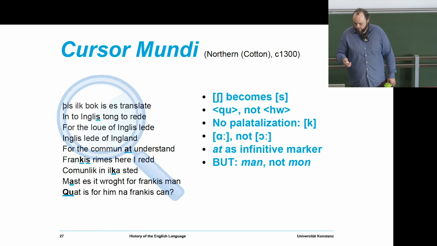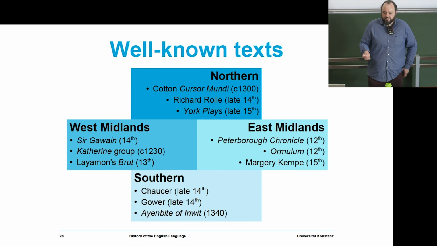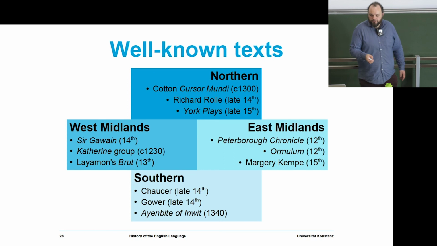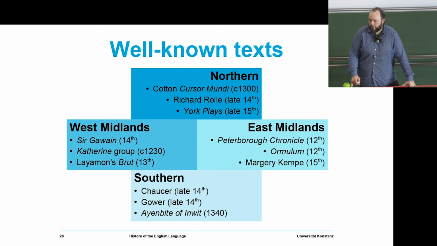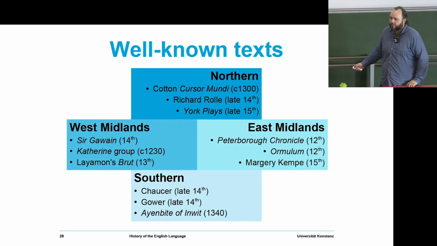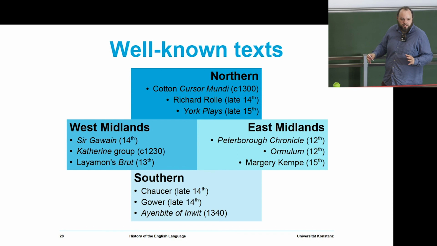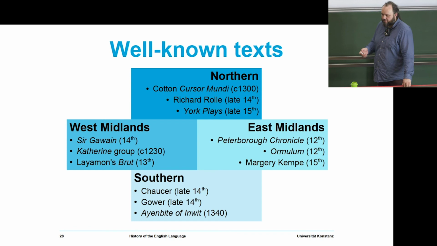And here are some of the well-known texts that we find during the Middle English period, along with which dialect they belong to. Some famous texts are Northern texts like the Cursor Mundi and the York plays. Others, like Sir Gawain that we saw this time, are West Midlands texts. We have quite a lot also from the East Midlands, like the Peterborough Chronicle that you've already seen, and the Ormulum that we talked about. And the real heavy hitters of the late Middle English period, like Chaucer and Gower, are in the south, or at least their writing for the public is in a southern variety of Middle English, a London-type variety.